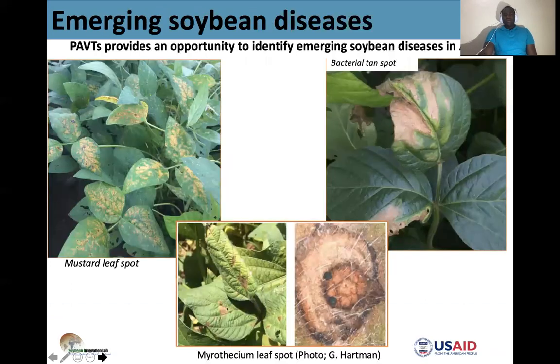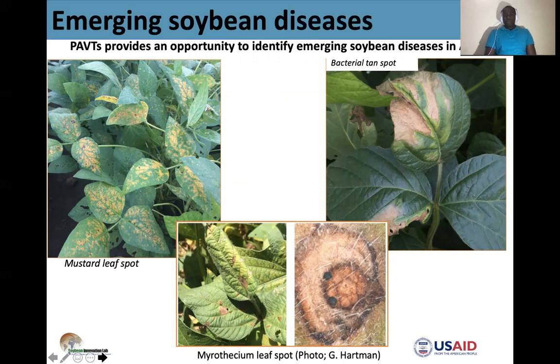The Pan-African variety trials also gave us an opportunity to see some of the emerging diseases. Soybean is a new crop in most regions in Africa, so there could be new diseases that come up in these sites. For example, mustard leaf spot is a disease that was observed in Brazil in 2012. It has also been observed in the US, in Illinois. In Africa, we've observed it in Zambia, Malawi, Uganda, and Kenya. We do not know what causes this disease, and we also do not know what impact it has on soybean yield.